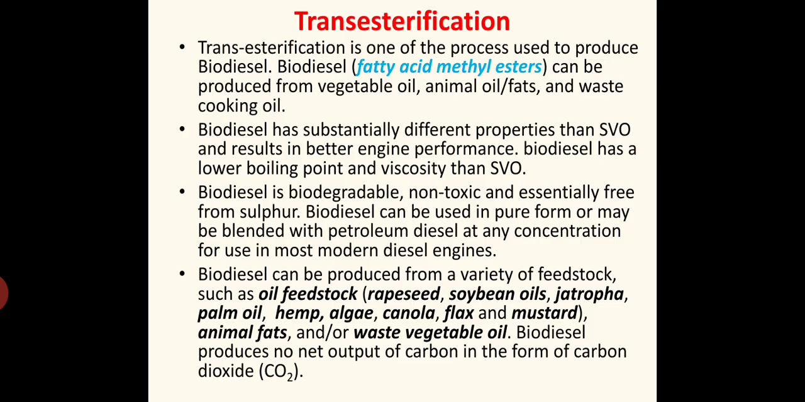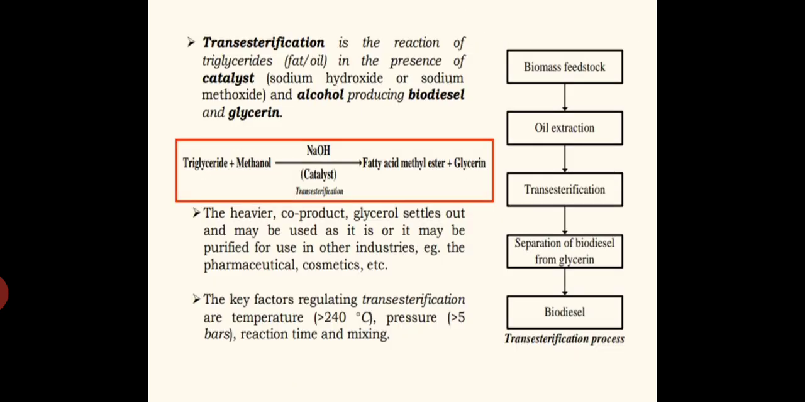Biodiesel produces no net output of carbon in the form of carbon dioxide. That is another advantage. Coming to trans-esterification, you can see what is happening in the chemical reaction. Trans-esterification is the reaction of triglycerides. Triglyceride means fat or oil. These two are mainly used for biodiesel production. Either biodiesel is produced from fat or oil, so they are commonly known as triglycerides.